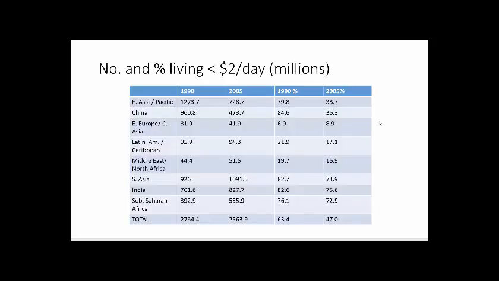Here are some charts that look at the number and percentage living on less than $1 a day, and we compare regions throughout the world in 1990 and 2005. And as you can see, the largest share of people living on less than $2 a day, in terms of people, are those in East Asia and the Pacific, South Asia, of which India is the largest part of South Asia right here, and then China.